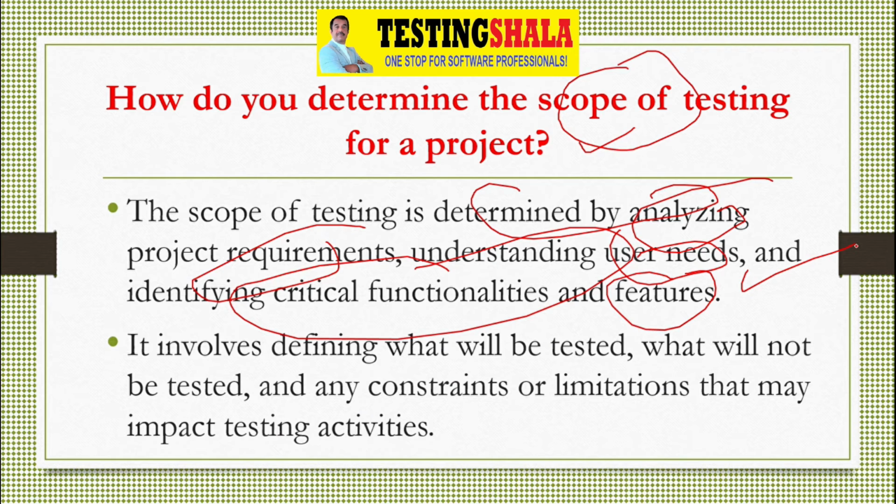And based on the scope definition, we are going to define what we are going to test, which is in scope and which won't be in our testing bucket. And also we are going to define the constraints or limitations that are going to impact our overall testing activities. Hence we are making some of the things out of scope, and we also define that as part of the scope of the testing project.